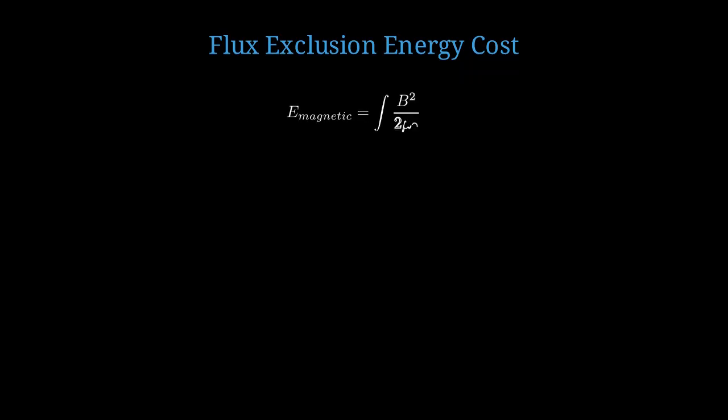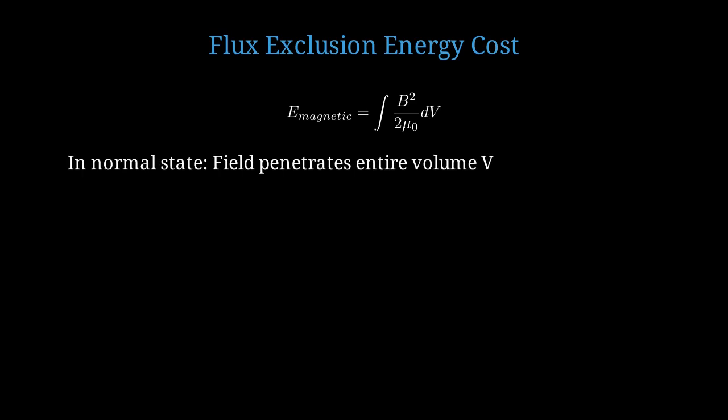The magnetic field energy density is B squared over 2 mu 0. The total energy is the integral over volume. In the normal state, the magnetic field penetrates the entire volume of the sample. The energy stored is B0 squared over 2 mu 0 times V.